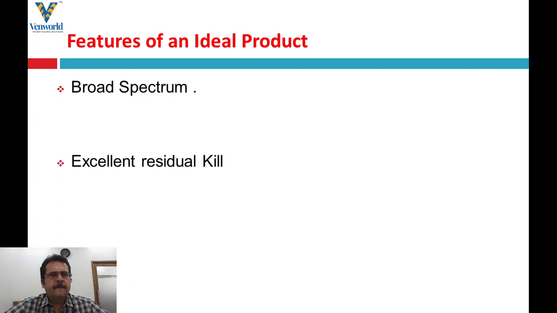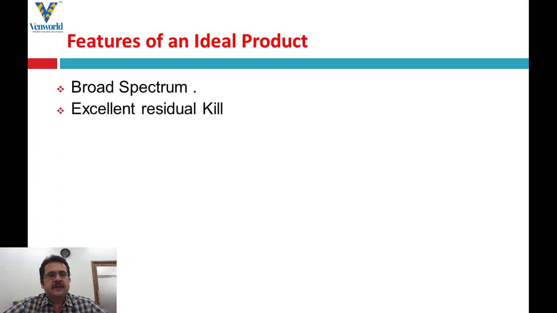So, what are the features of an ideal product? The product has to be broad spectrum; bactericidal, virucidal, and fungicidal activity must be there. It should have an excellent residual kill after usage. Also, for some time, it should go on working. It should give residual protection.